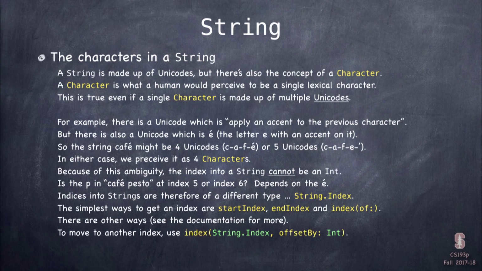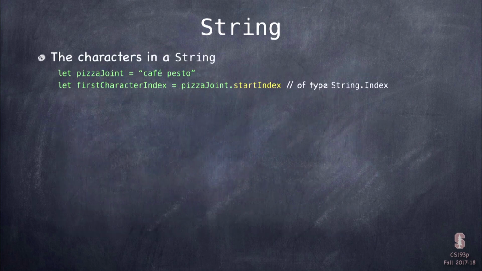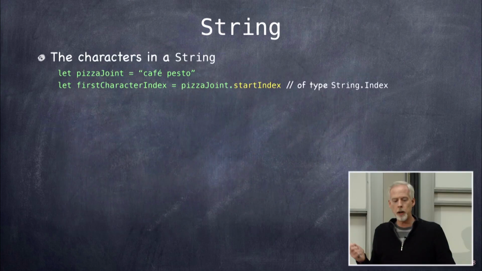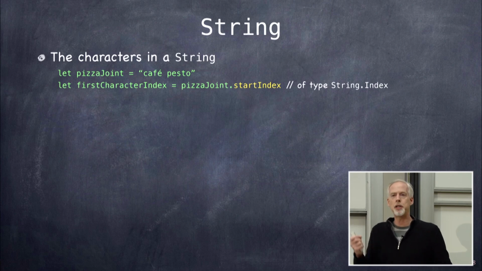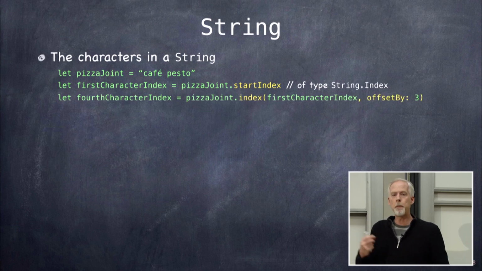Once you have an index in your hand, you can offset that index by an Int. If you want to get the 4th character in a string, you get the start index and then offset it by 3. Let's look at the code that makes that work. Here's my pizza joint, café pesto. I get the index of the first character with pizzaJoint.startIndex. That's not an Int. It's of type String.Index. Now I get the 4th character's index by offsetting the first by 3.